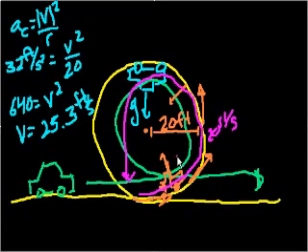Now, there's another question. What's going to happen if the car goes faster? What happens if the velocity is, and I'll do it in a different color, I don't know, 50 feet per second? So this is a super fast car. Well, if this was just a simple orbit problem, what would happen?